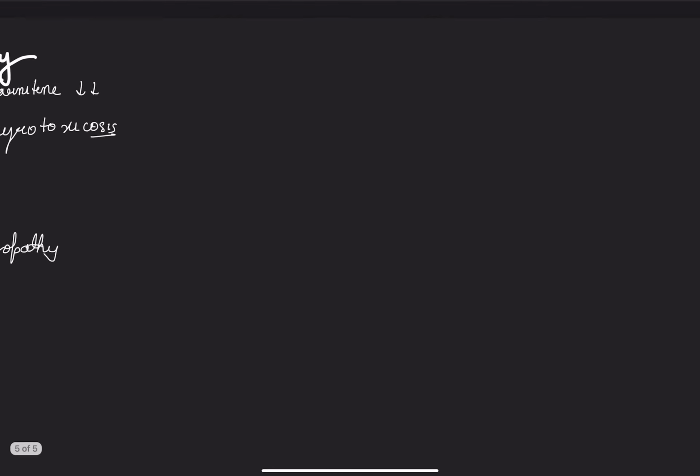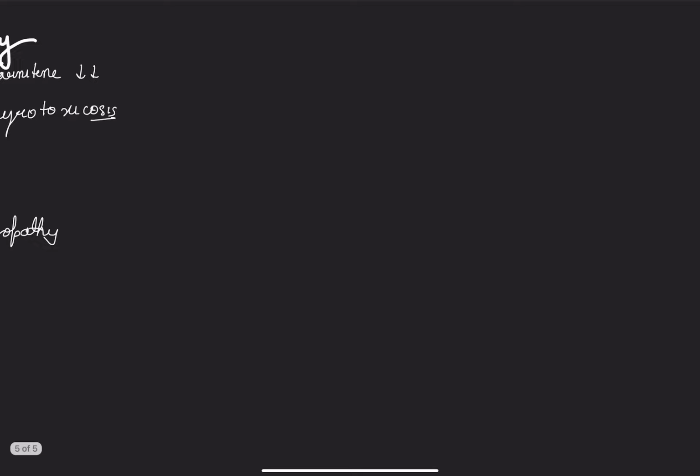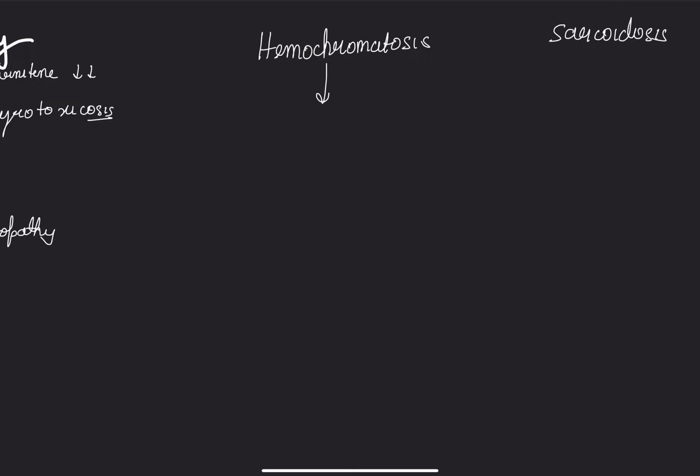So one important thing is I just talked about two disorders, one being hemochromatosis and sarcoidosis. So hemochromatosis, more of dilated cardiomyopathy is seen when there's a hemochromatosis. But whenever there is sarcoidosis, more of restrictive cardiomyopathy is seen more than that of dilated cardiomyopathy.